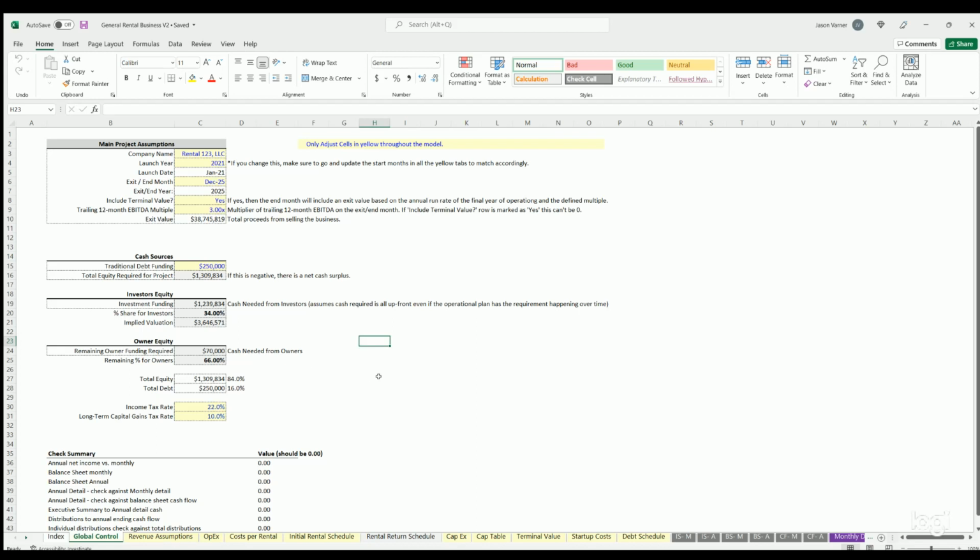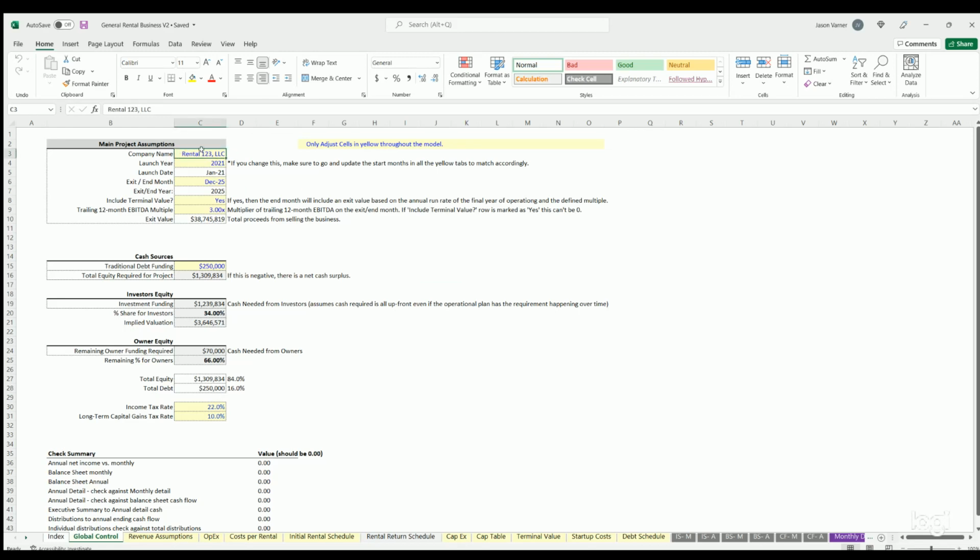So this is a nice financial simulation for anybody that's getting into the general rental business. This model specifically would be good if you are buying, let's say, party supplies, furniture, equipment, and then renting it out over time. So I'll go through each tab, explain how it works and how everything flows, and then you'll have a better understanding of what's going on here. So let's start with the Global Control tab.